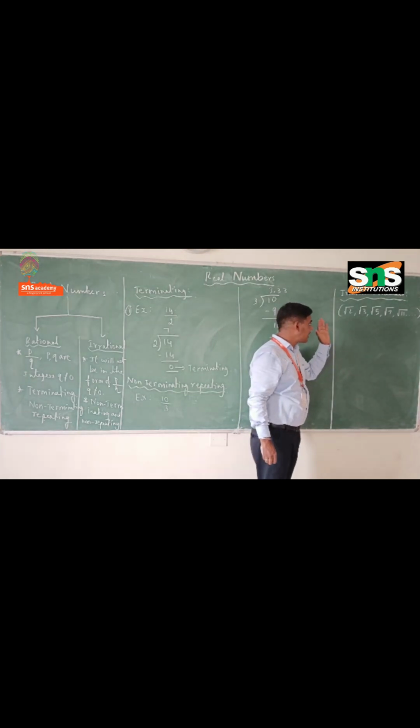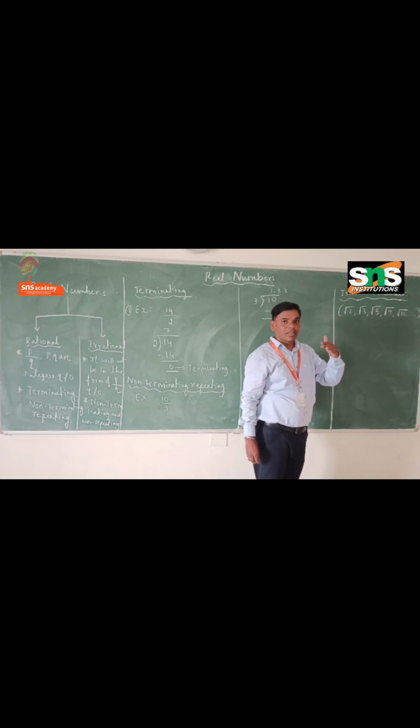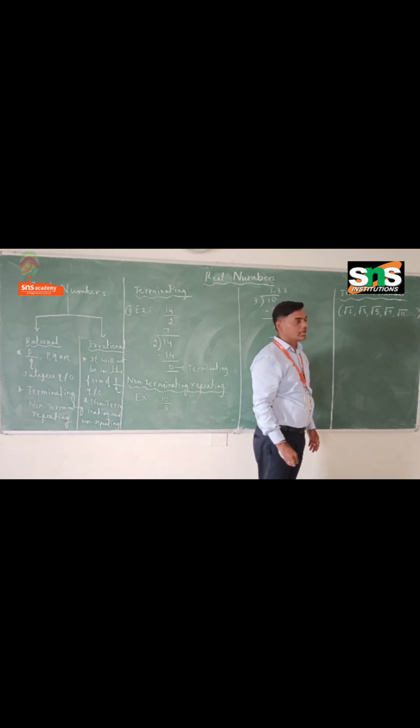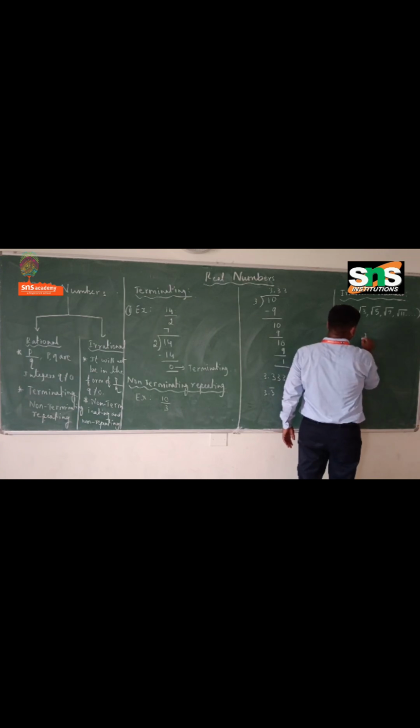When you divide these numbers, the value will be non-terminating, non-repeating. For example, the values keep on going and you will not get a repeated value. Here we will be getting different values. For example, we can divide 2 and check.